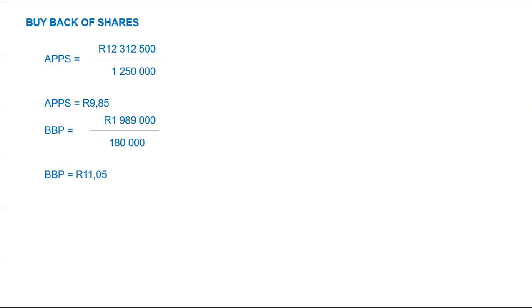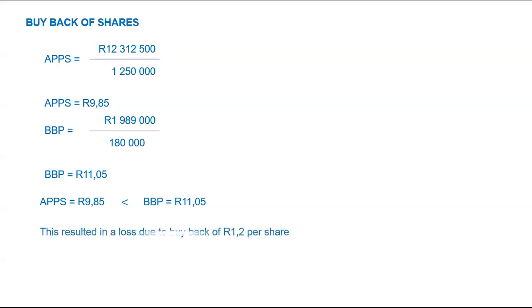That's the buyback price. Since your APPS is 9 rand 85, this is what you received. 11 rand 05 is what you pay. 9 rand 85 is what we originally received. So when you compare the two, you will realize that what we originally received is less than what we paid for these shares. So we as the business are making a loss. You got that? We are making a loss. This results in a loss due to buyback of 1 rand 20.